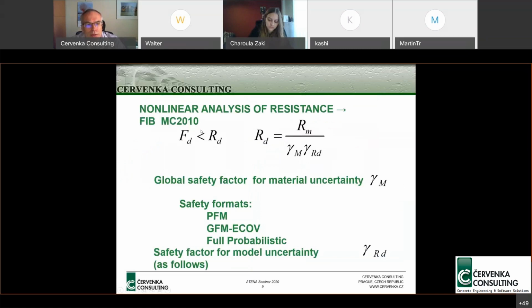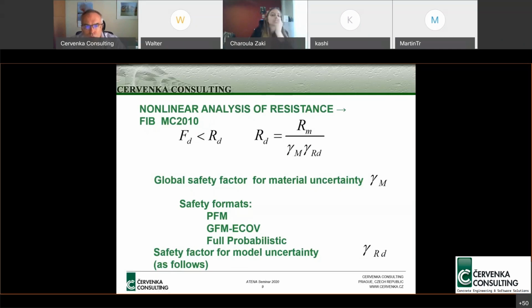So we have this equation, FD is smaller than RD. Now, how to calculate this RD, this design strength? One way would be to calculate some mean response, and then have some safety factors by which we divide it. Something like a material safety factor, gamma M, or gamma RD, which would be the uncertainty in our model.